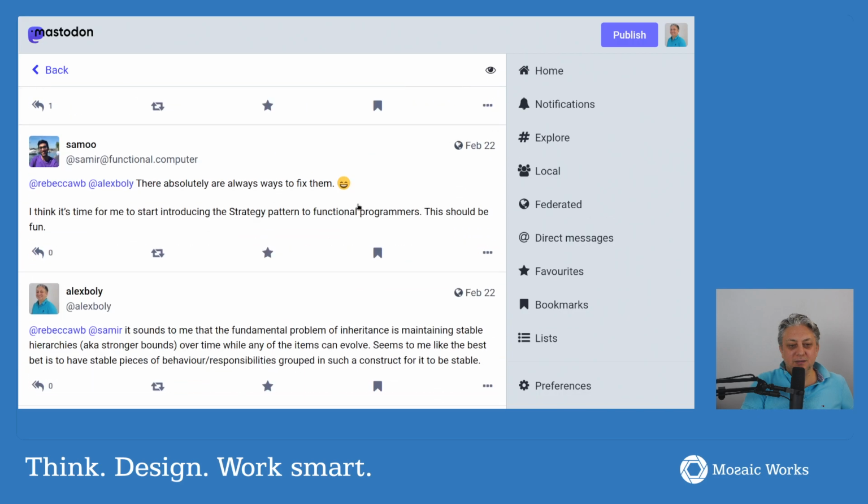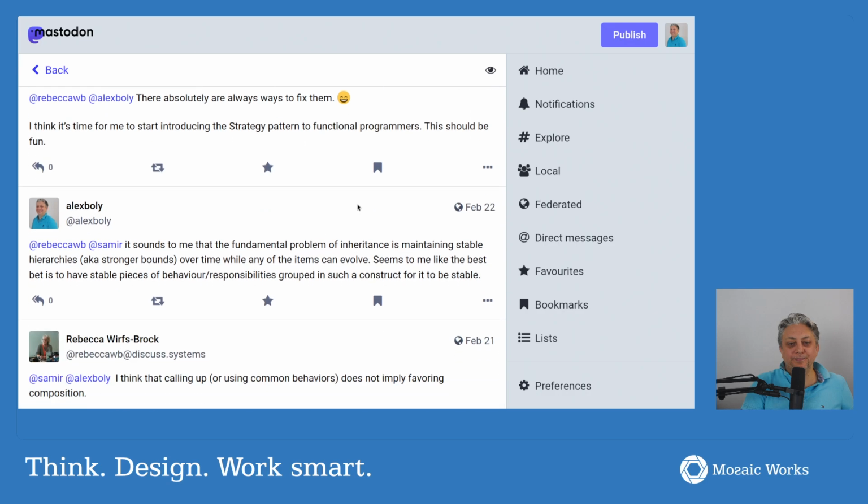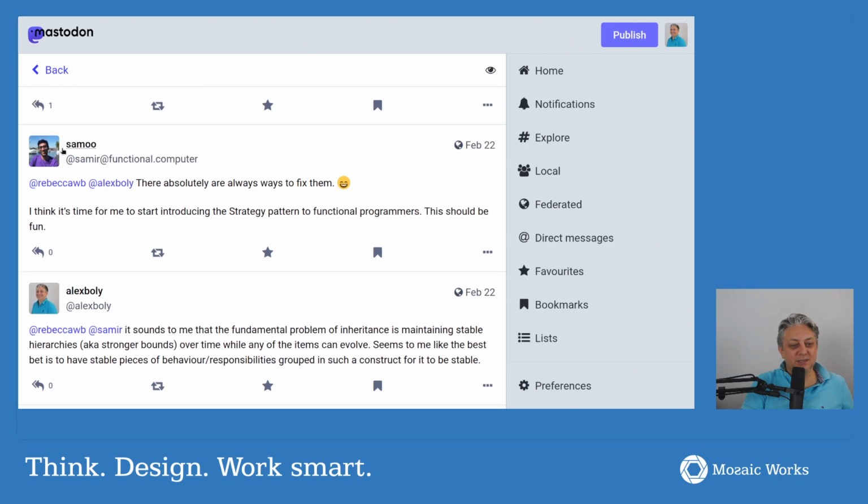What's very interesting is that after a while, I found it funny that Samir said, I think it's time for me to start introducing the strategy pattern to functional programmers. This should be fun. Well, the simplest implementation of the strategy pattern is actually a lambda. Think about it. It's precisely what it's about. So maybe it shouldn't be hard, but my guess is, and you can contradict me if I'm wrong, functional programmers tend to be very focused on data.